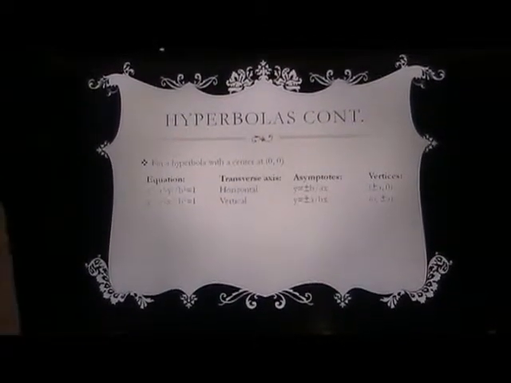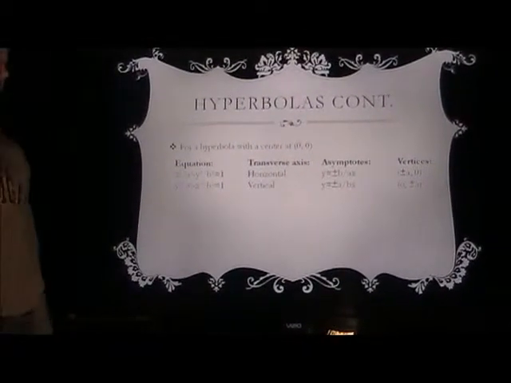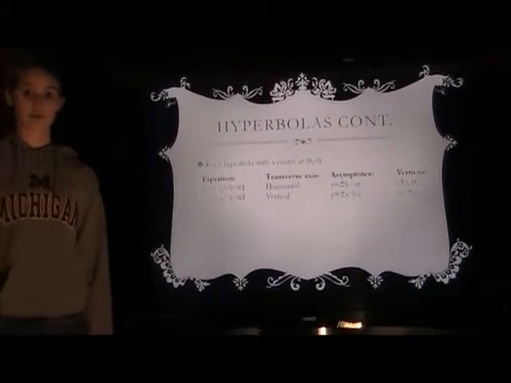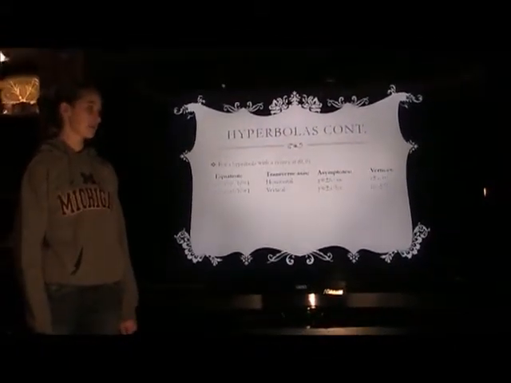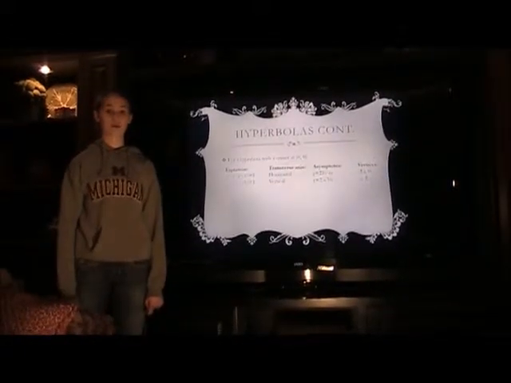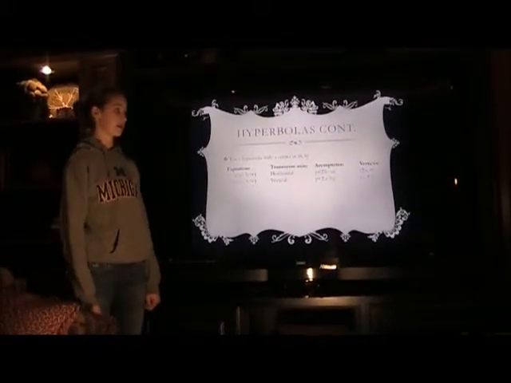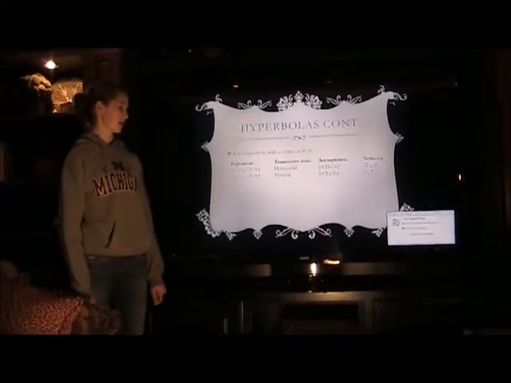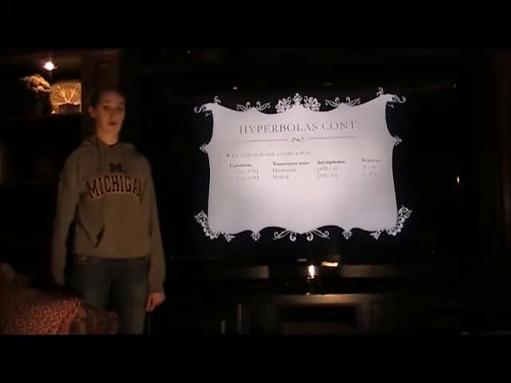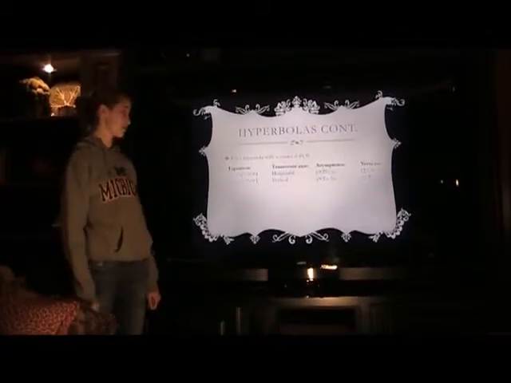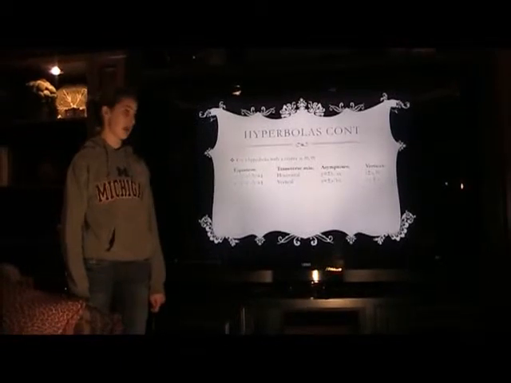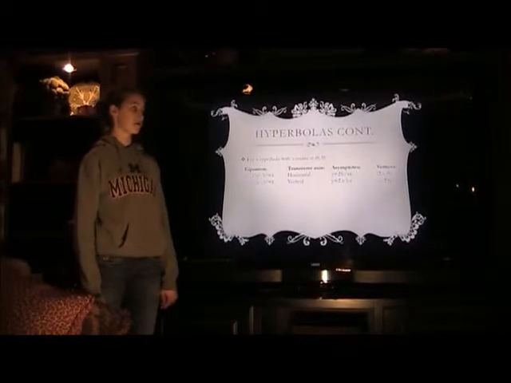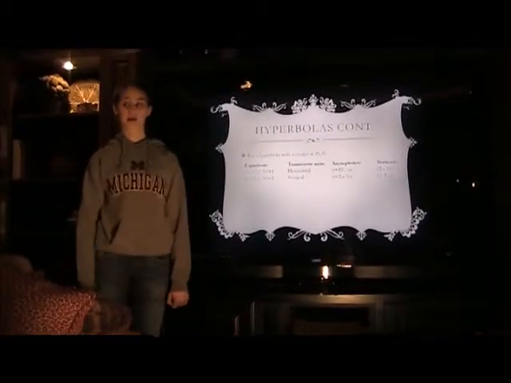For a hyperbola with a center at 0, 0, the equation is x squared over a squared minus y squared over b squared equals 1 if the transverse axis is horizontal. The asymptotes would be y equals plus or minus b over a x. The vertices would be plus or minus a, 0. If the transverse axis is vertical, the equation would be y squared over a squared minus x squared over b squared equals 1, with the asymptotes being y equals plus or minus a over b x. The vertices would be 0, plus or minus a.